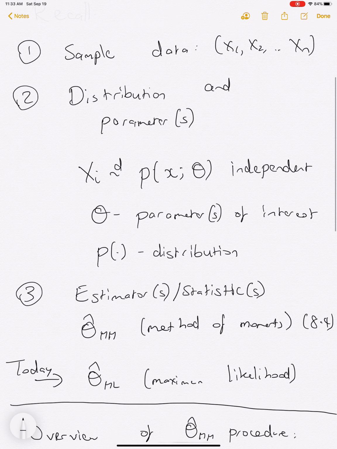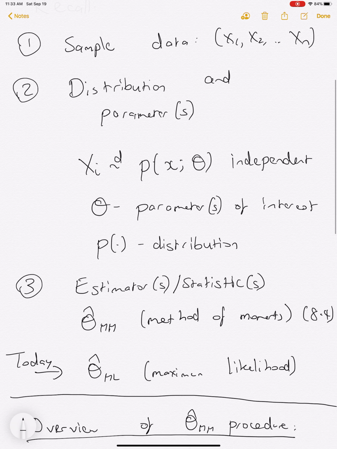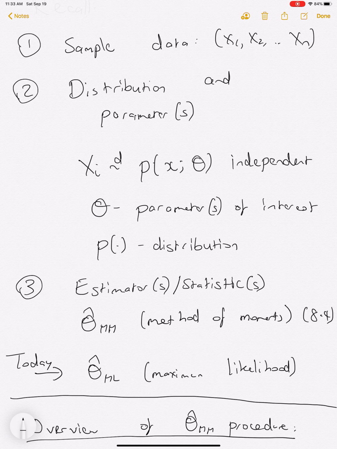So just recall that in the framework that we're dealing with, we have our sample data, which is x1 through to xn. Our distribution parameters and the setup that we're in throughout chapter 8 is that xi follows some distribution with some parameters associated with it. And those are the parameters of interest that we're trying to estimate from the data. And we assume throughout that our xi's are independent. And P is a distribution, like uniform or normal or whatever distribution is specified. So we focused on estimators or statistics as the third component of the framework.